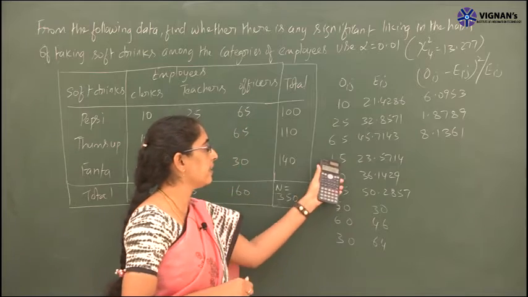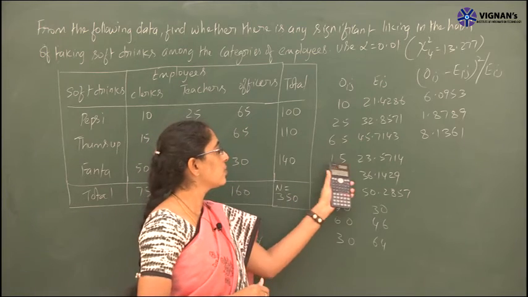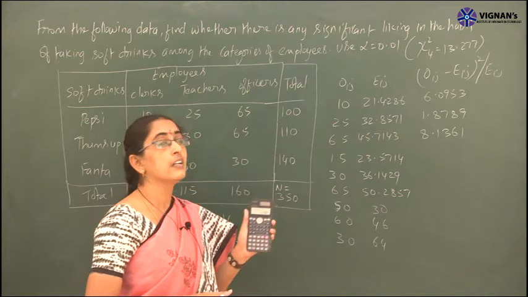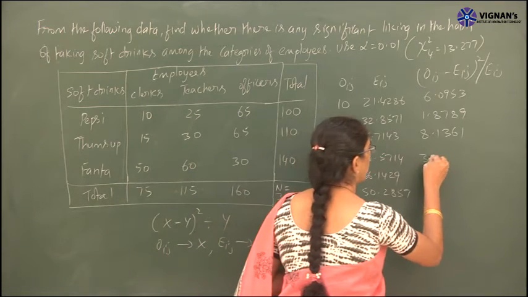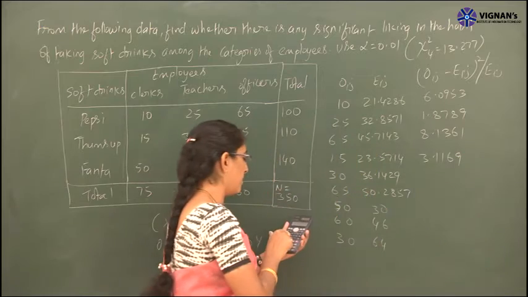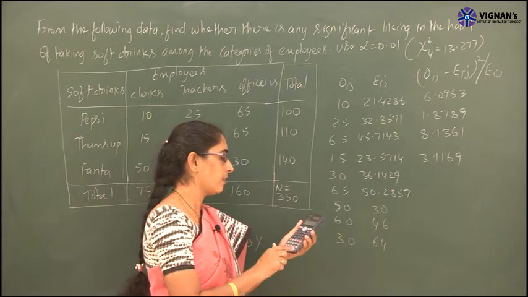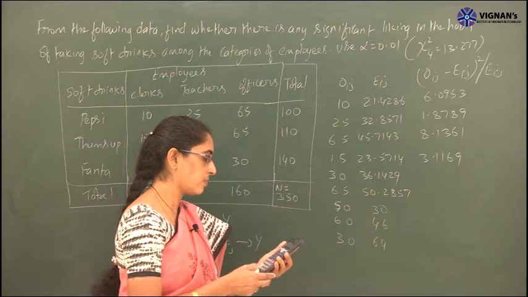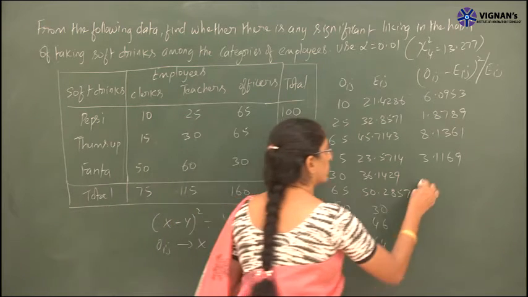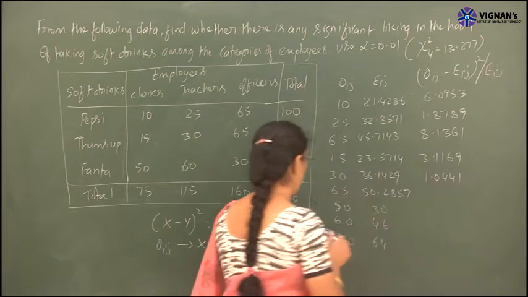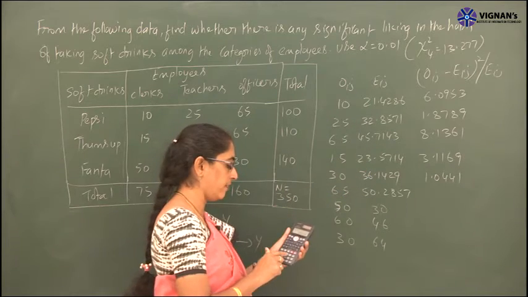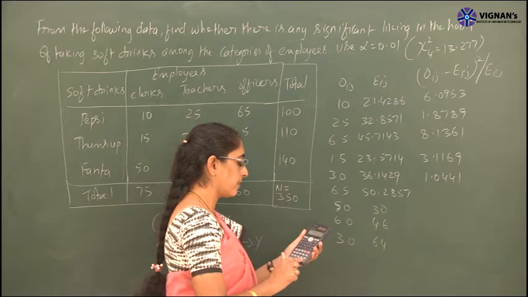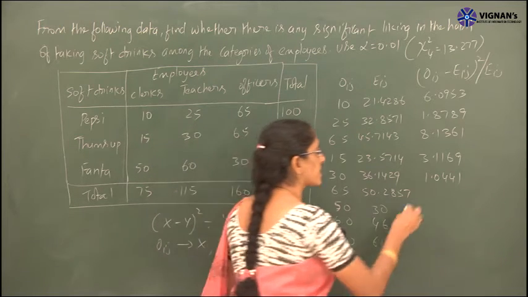Then again press calc, 15. Then 23.5714. So it is here 3.1169. Then again press calc, 30. Then 36.1429. So 1.0441. Then again press calc, 65. Then y is 50.2857. So it is 4.3056.